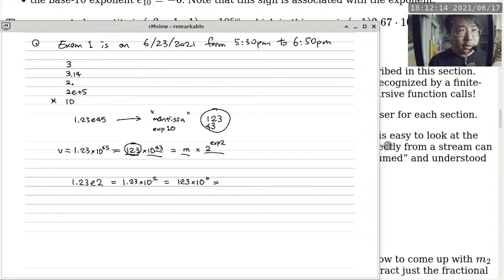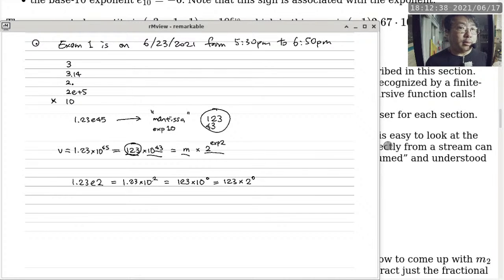And we are basically done, because now we can say this is the same thing as 123 times 2 to the power of 0, because 10 to the power of 0 is just 1, so it disappears. So if we really want to specify something as 2 to the power of something, that is going to be to the power of 0. So we are done. This is pretty easy.